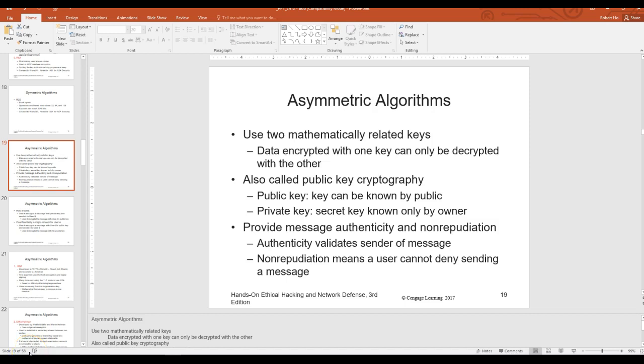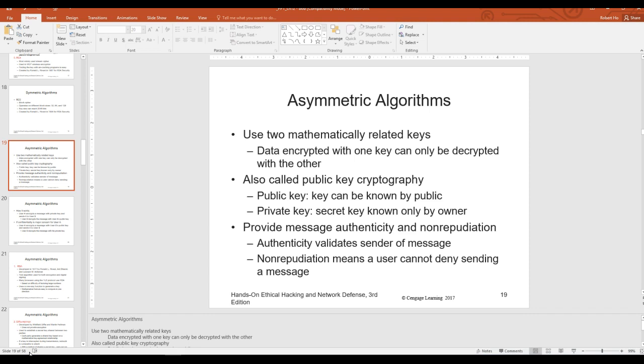Okay, in the second part of the video, I'm going to discuss asymmetric algorithms. Remember, we use two mathematical keys instead of one key. In my previous video on symmetric key, we only used one key. So the data is encrypted with one key and can only be decrypted with another key. This is also called public key cryptography.